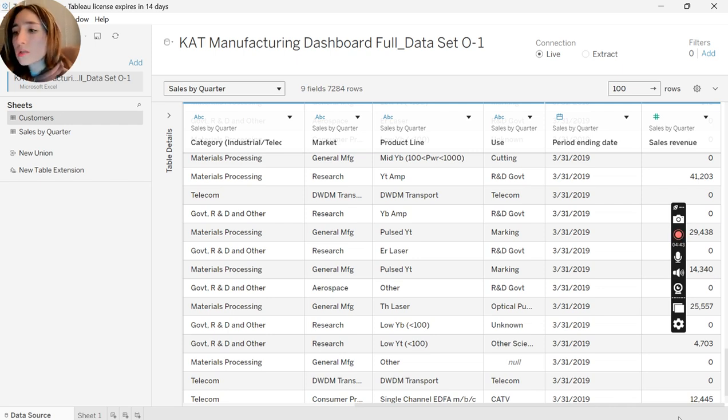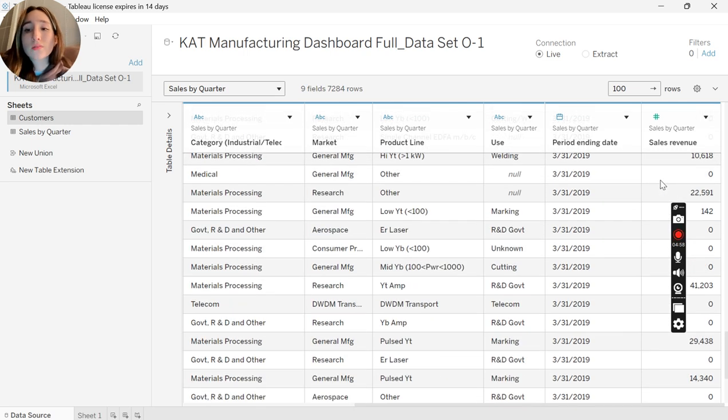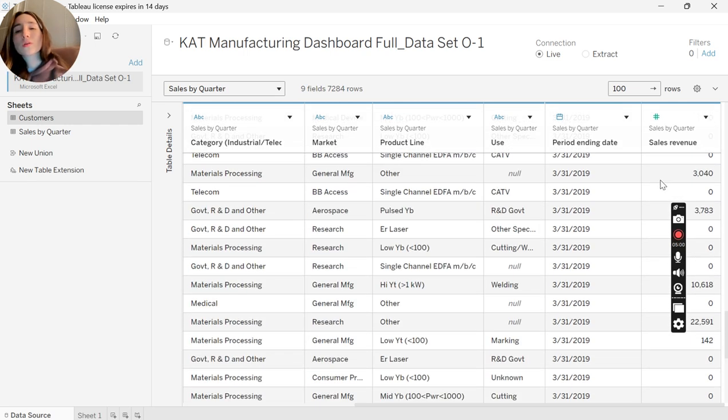If I were to advise management, I'd recommend continuing to invest in the product lines and the Low YTs and explore opportunities to expand materials processing, because those are the ones with the highest rates of sales revenue, the highest volumes, and increasing volume.